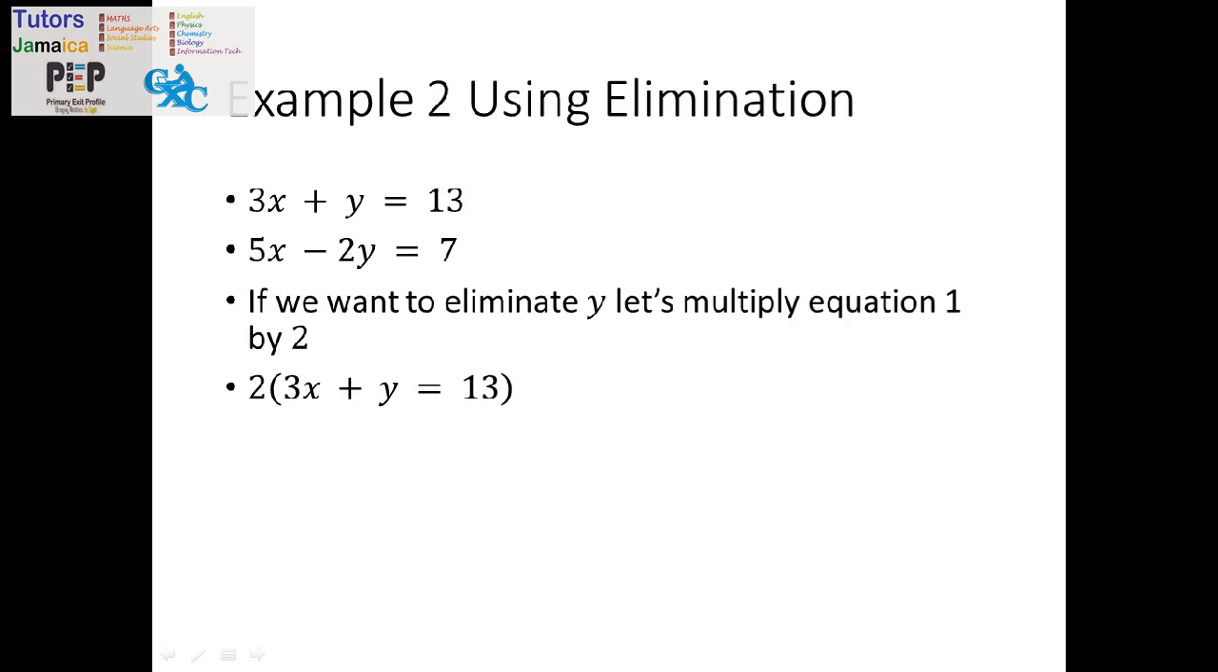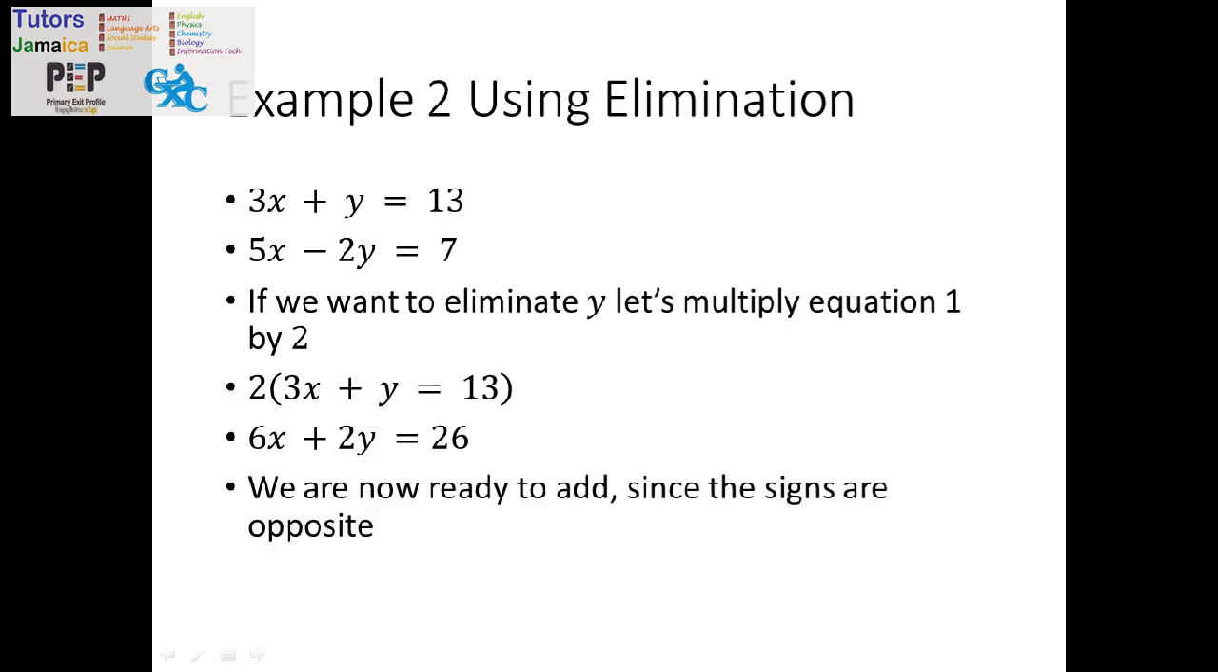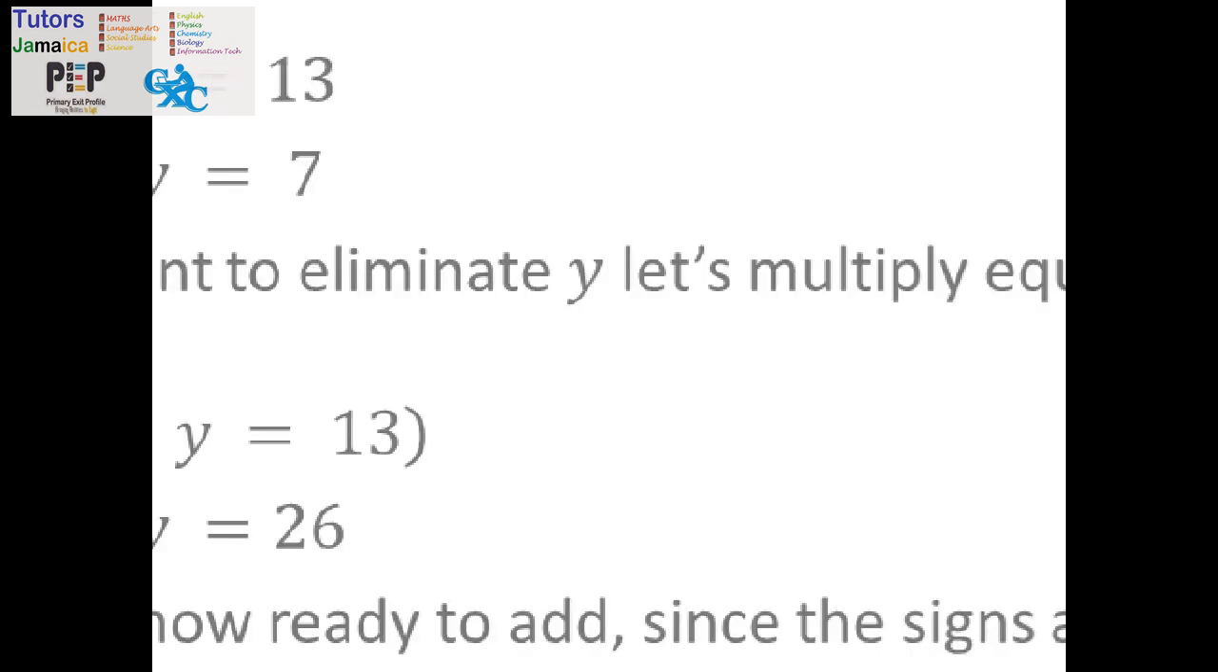So we multiply, so we get 2 open bracket 3x plus y equal 13, and we get the equation 6x plus 2y equal 26. I hope you see that 2 times 3 is 6, 2 times 1 is 2, 2 times 13 is 26. Alright, so now we are ready to add. Since the signs are opposite, we're going to add both equations.